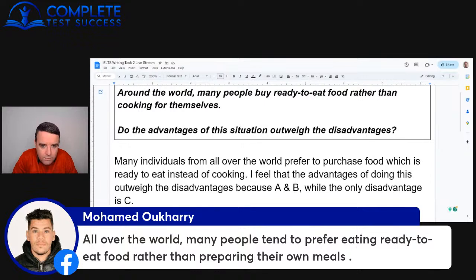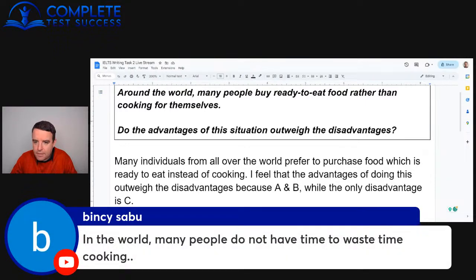Hi, Mohammed. All over the world, many people tend to prefer eating ready-to-eat food rather than preparing their own meals. Okay, good. In the world, many people do not have time to waste cooking. So, as a main idea, yes, but we don't want to say many people do not have time to waste. What we want to say is it's an advantage because they can save time, right? So it's not that this idea isn't discussing why it's an advantage or why it's a disadvantage that people are doing it. You're trying to explain why people are doing it.